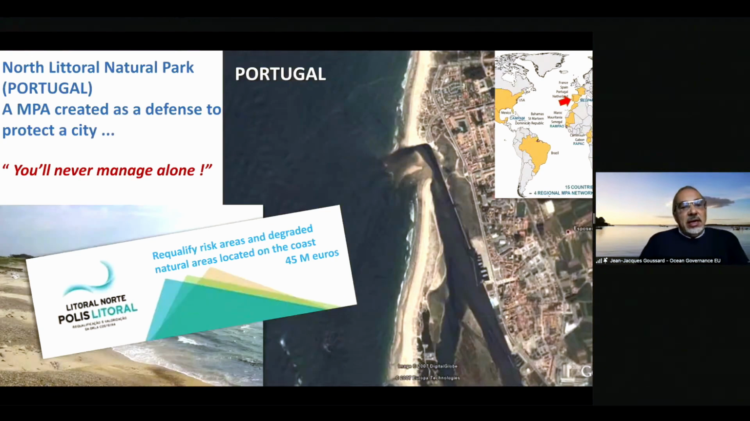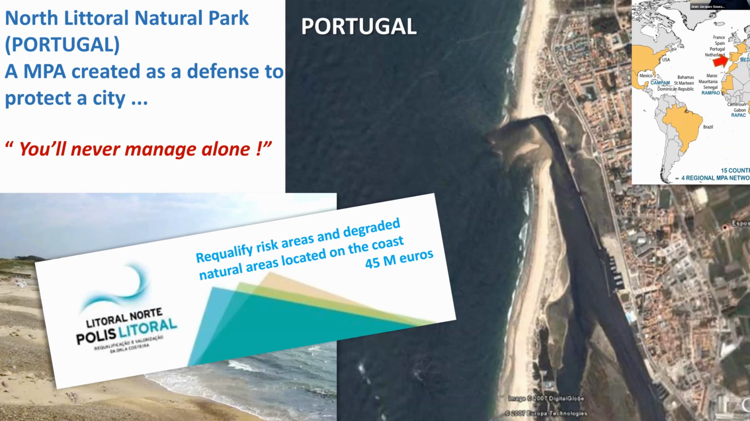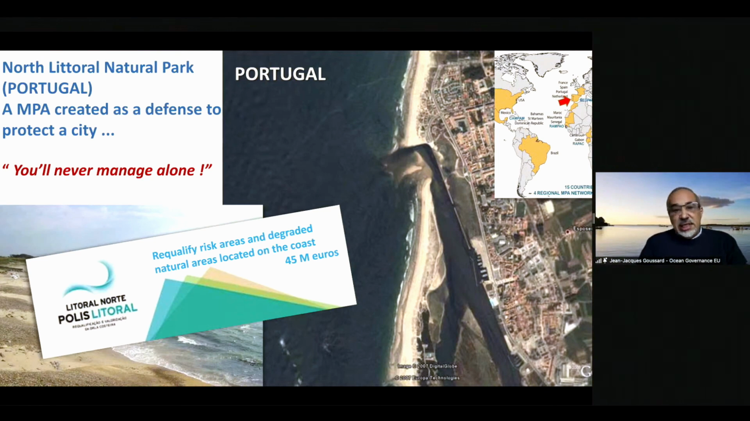The next partner is in Portugal. It's North Littoral Natural Park. At the beginning, this marine protected area had just been created to protect a natural infrastructure. You see in the pictures that it was defending and protecting the city that could be affected by the sea and the proximity of the sea.